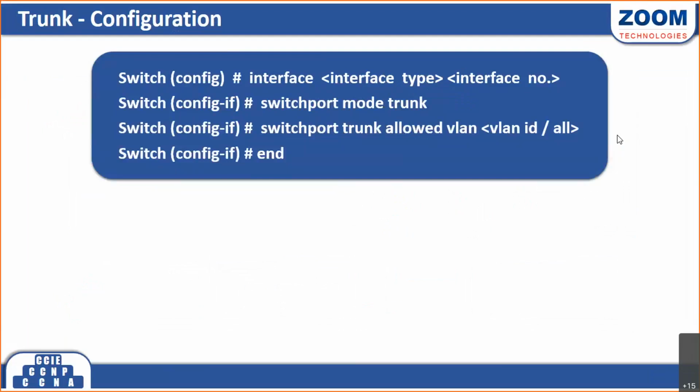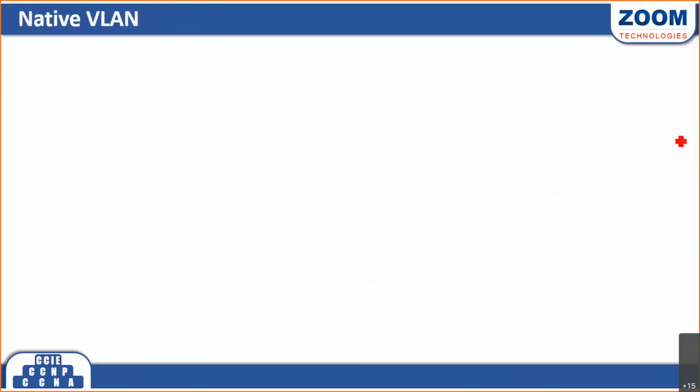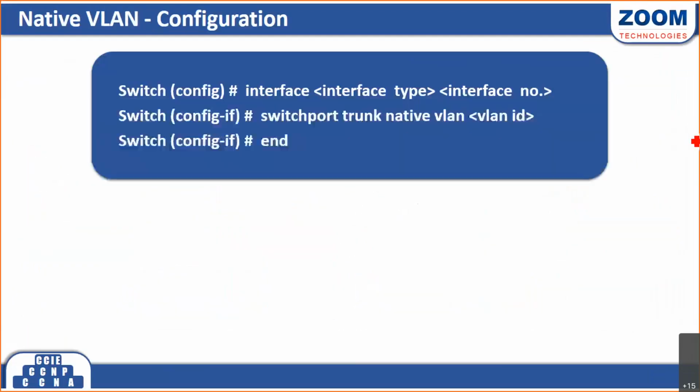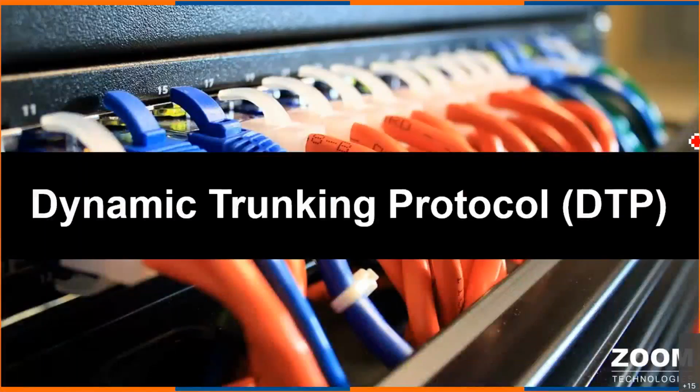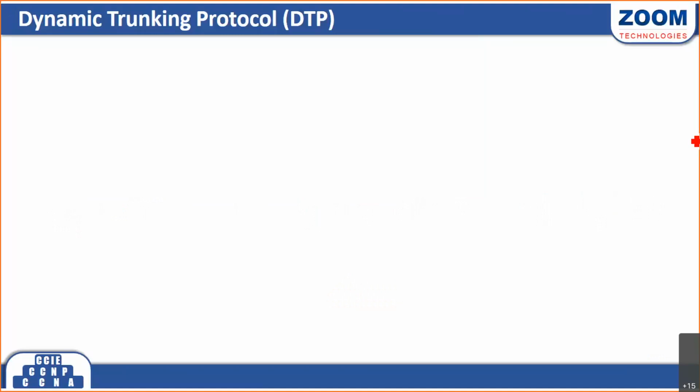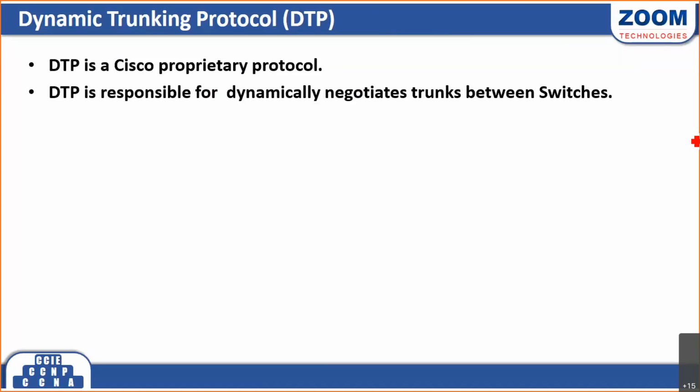So trunk we have discussed, that is normal trunk, but this is dynamic trunking protocol. How dynamic trunking protocol works: DTP is a Cisco proprietary protocol. It is responsible for what? It dynamically negotiates a trunk between the switches. DTP sends the negotiation messages to form a trunk.